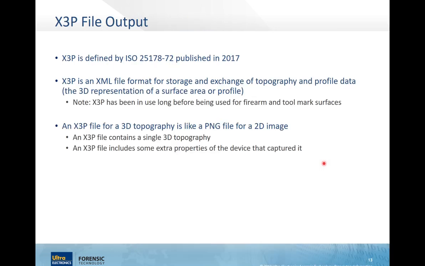X3P file output is now possible as well. X3P is the ISO standard file format for 3D type data, and that's not specific to ballistics. That's just 3D data images in general. So it is not actually the image type that we use within IBIS, but if you're exporting your IBIS information outside of IBIS, you have the option to use X3P as that output format, and that can just make it easier to work with external software if that's the case.